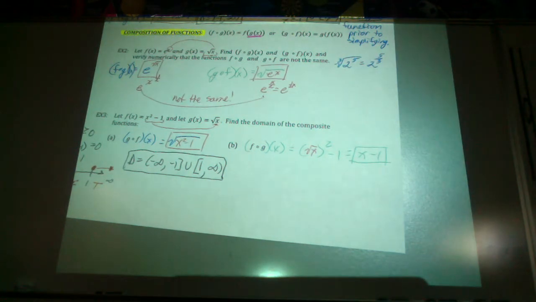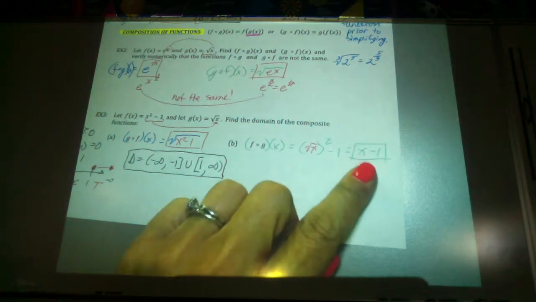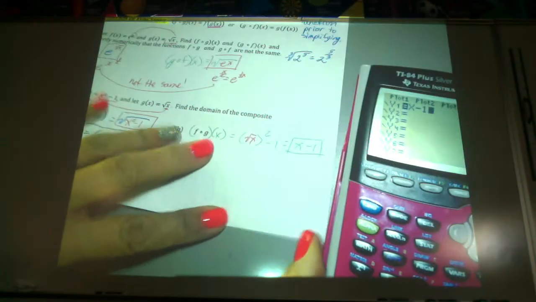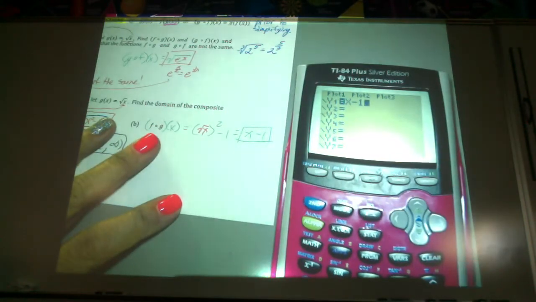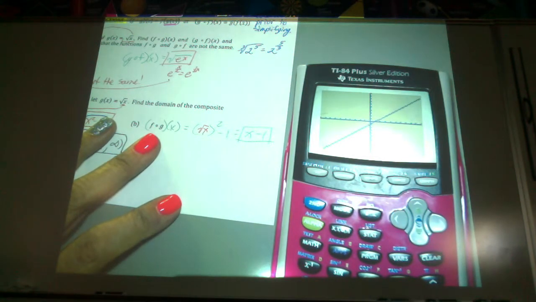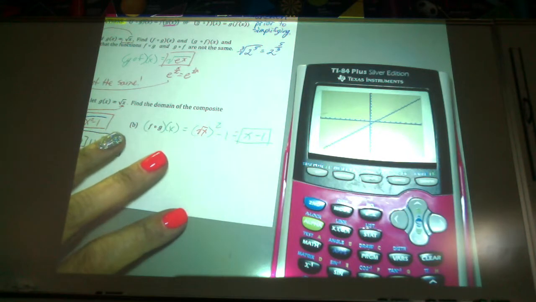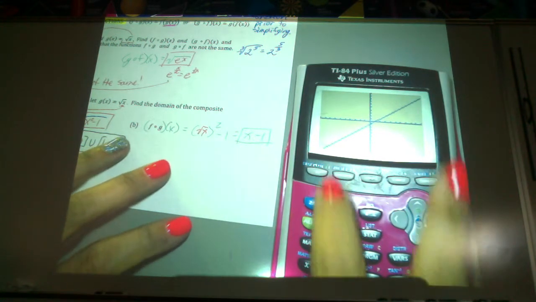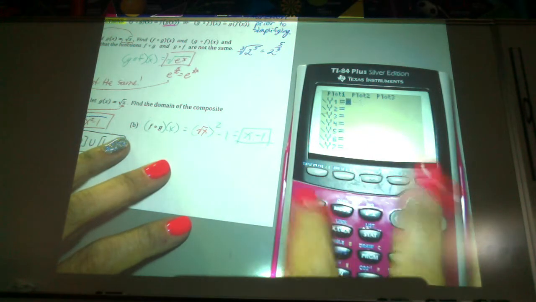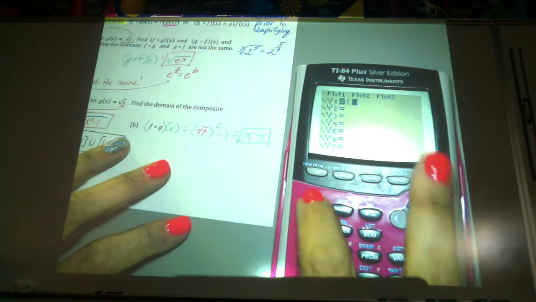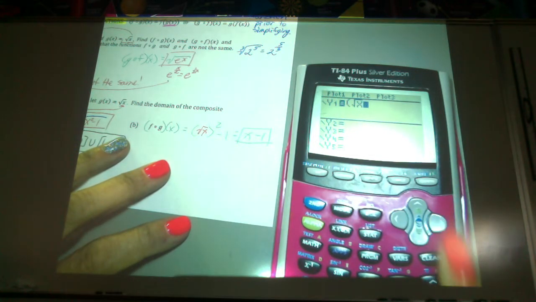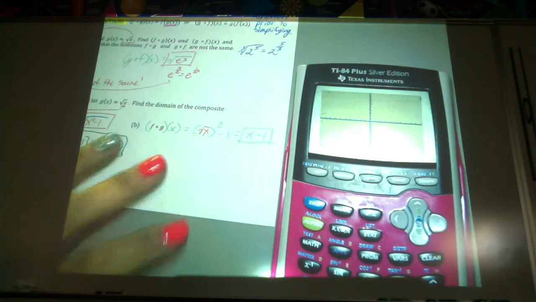What is the only thing that's restricted here? If you look at this and put this into your calculator, what are you going to get? You get a line, right? But that's not the proper graph. Your calculator doesn't understand that to get that, you squared the square root of x. So if I go back and change this to the square root of x squared minus 1, look at the graph now.